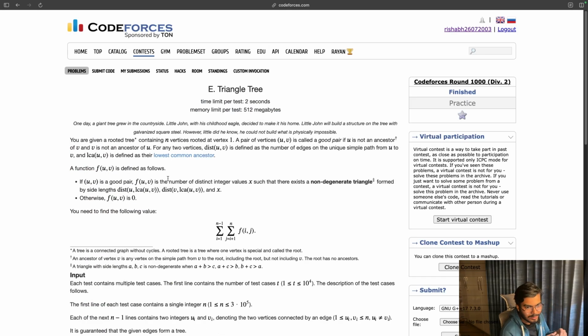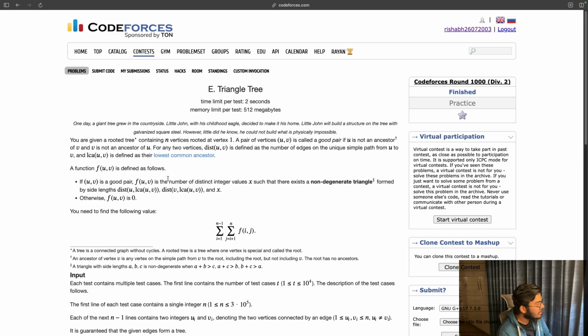So this is a tree problem, and you should know how to calculate lowest common ancestors. That is a prerequisite. Other than that, I don't think there is any other prerequisite. So let's first read the problem statement.